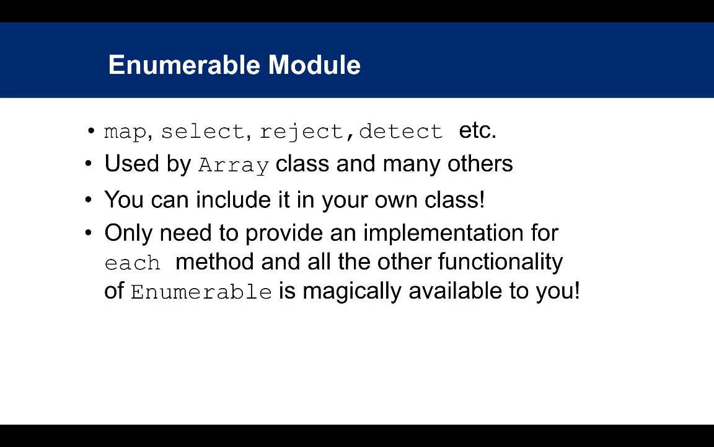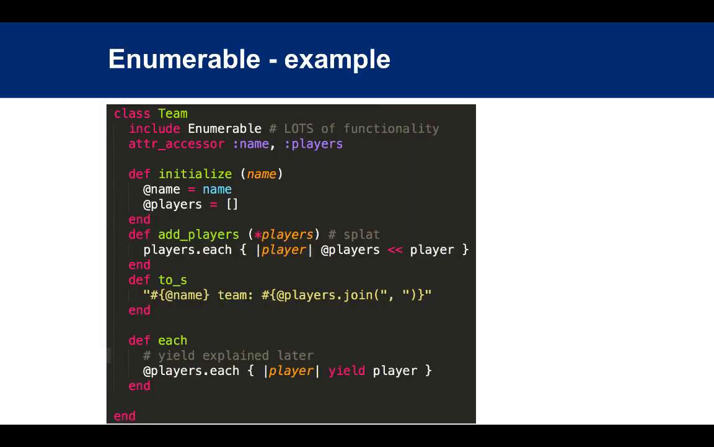They're part of this enumerable module that the array class includes. And the cool part is you yourself could also include that module in your own class and get their behavior. Specifically, with the enumerable module, the only method you really need to implement for this behavior to work is each. Once you implement the each method, you get all this other behavior of map, select, reject, and detect for free. So let's see an example of that.